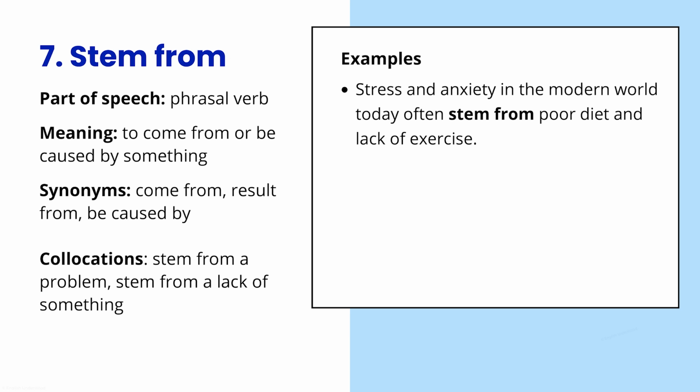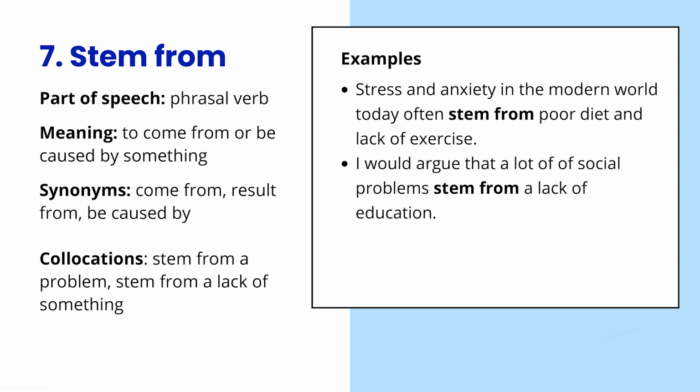For example, stress and anxiety in the modern world today often stem from poor diet and lack of exercise. So this simply means that stress and anxiety normally come from not eating well and not exercising enough. I would argue that a lot of social problems stem from a lack of education. So in this sentence, the person is giving their opinion and they're using the word stem from to say where something comes from. So instead of just using the phrase come from, try using the phrasal verb stem from. It's going to make your writing sound very professional and more like a native speaker.